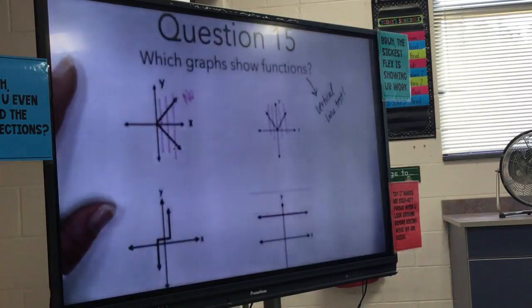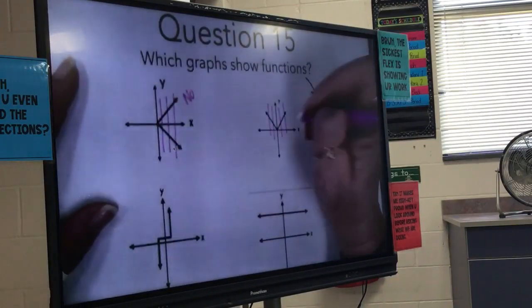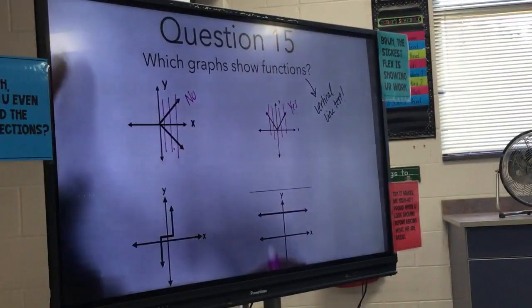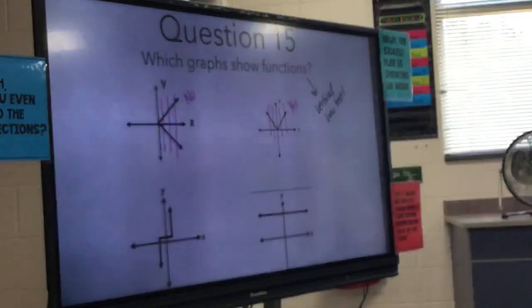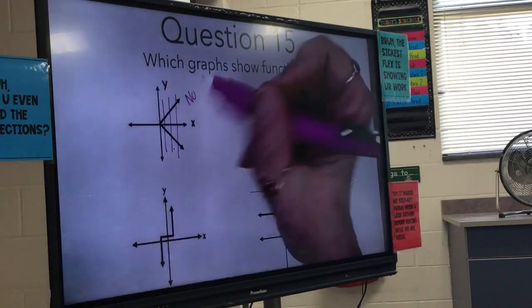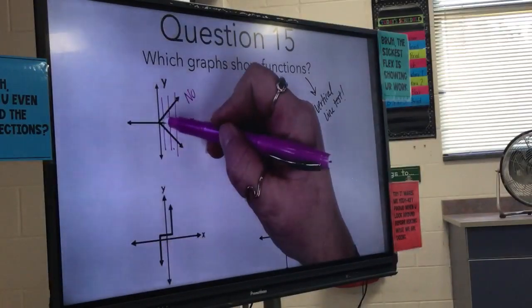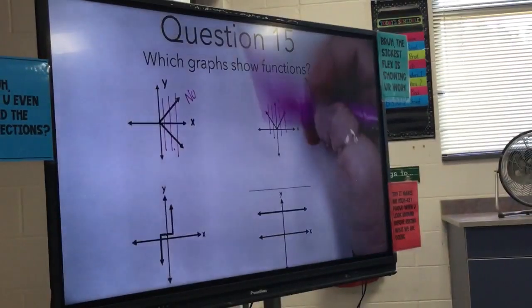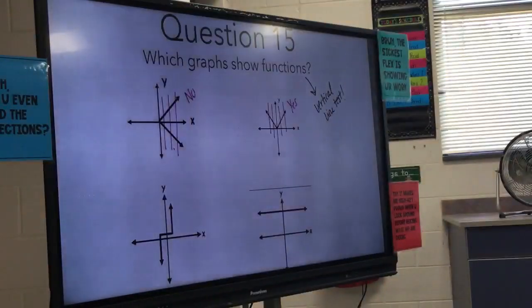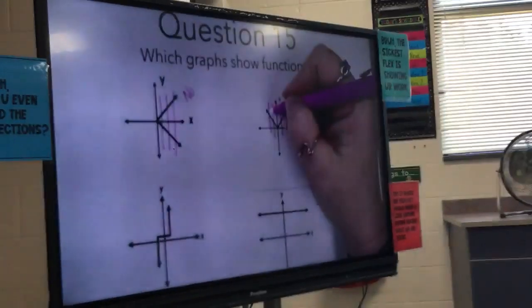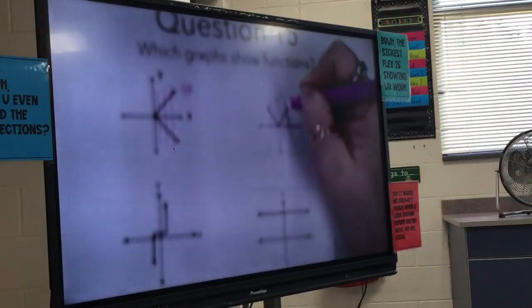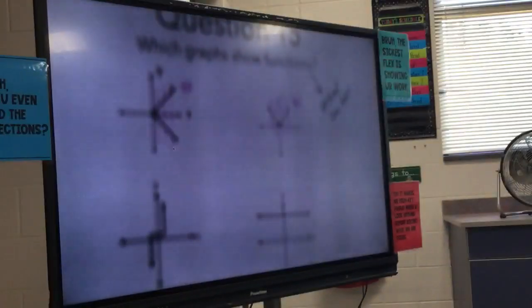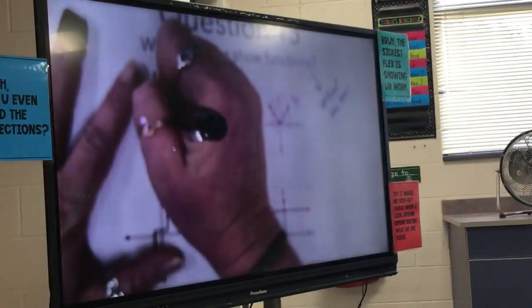Is that a function? Yes. Yes, it is. It's a function because why? It only crosses once. Where here, it crossed here and here. This one, even though it's not a straight line, it only crosses one time, no matter where I put my line. And you can't see it again. I despise. Oh no. Sorry.